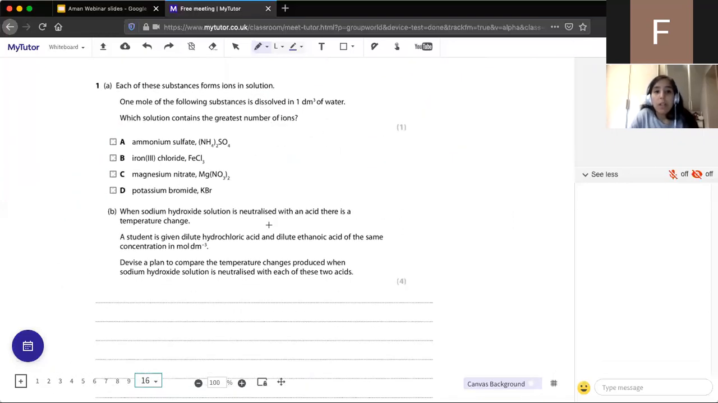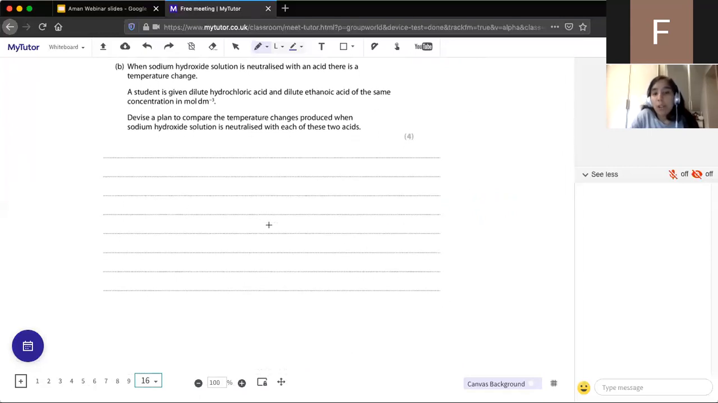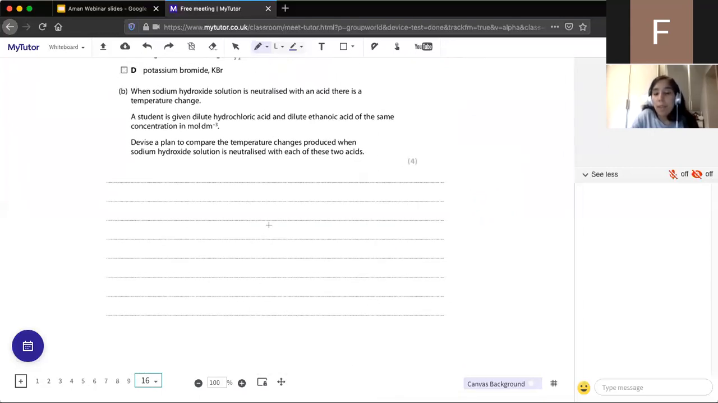Okay. So this is the type of question they might ask you about a reaction now. So this is an Edexcel question. So when sodium hydroxide solution is neutralized with an acid, there is a temperature change. A student is given dilute hydrochloric acid and dilute ethanoic acid of the same concentration. Devise a plan to compare the temperature changes. So what do we think? How could we see that reaction and how could we know what the different temperature changes are?